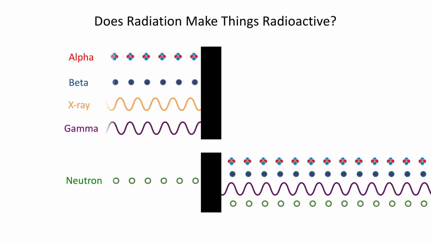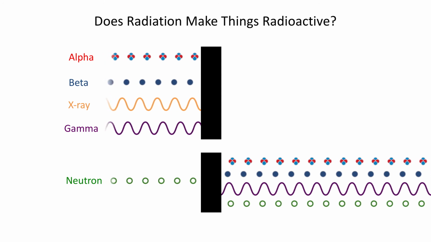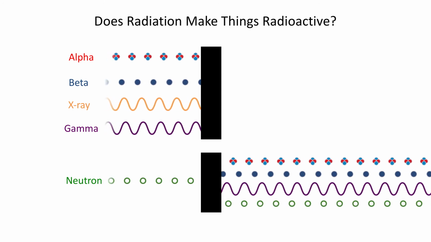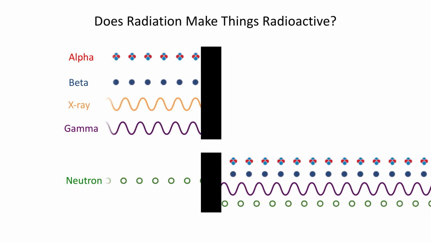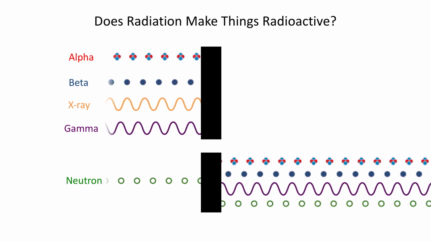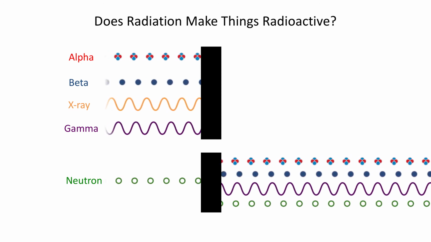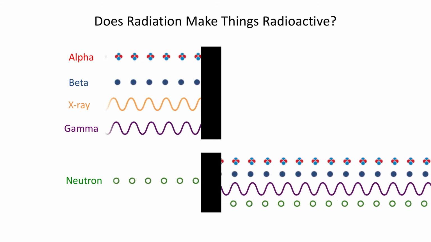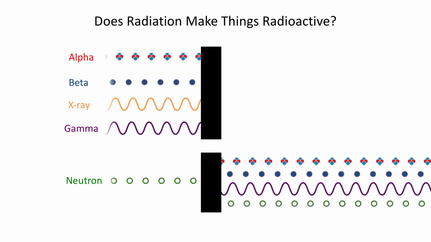Except for in special circumstances, alpha, beta, gamma, and X-ray radiation are all unlikely to make another object become radioactive. This means, for example, that these types of radiation can be safely used to sterilize food or medical equipment without causing those objects to become radioactive themselves. Neutron radiation, on the other hand, is more likely to make other objects become radioactive. This is because of the special way that neutron radiation interacts with atoms. It can cause those atoms to start emitting radiation themselves. Non-ionizing radiation, like radio waves, does not make other objects become radioactive.